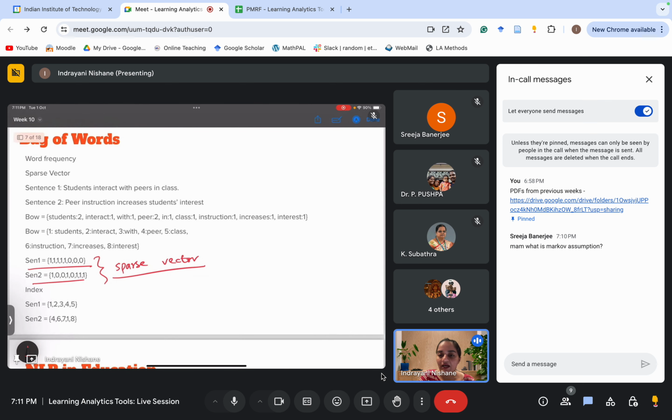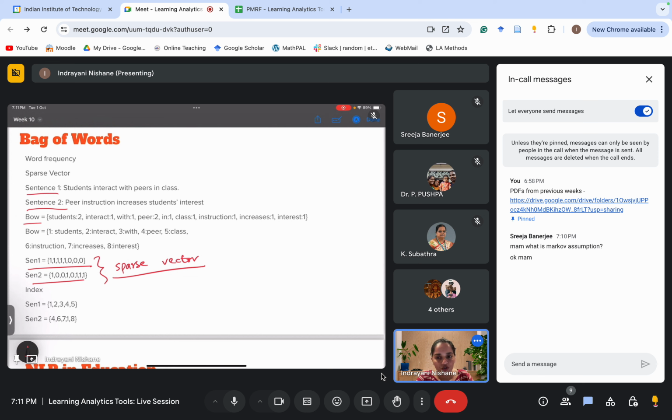Now coming to bag of words, what we do is, when we have multiple sentences, some words may be repeating. So we will note down all the distinct words which are occurring in that group of sentences, right? So this is the bag of words for sentence 1 and sentence 2. We have these two sentences. The first sentence is, students interact with peers in class, and the second sentence is, peer instruction increases students' interest.